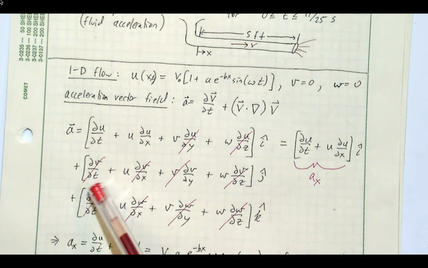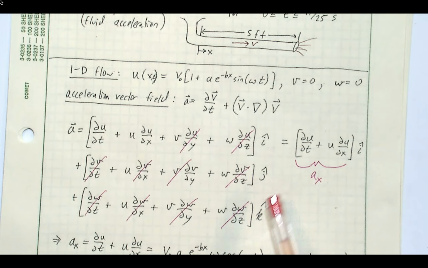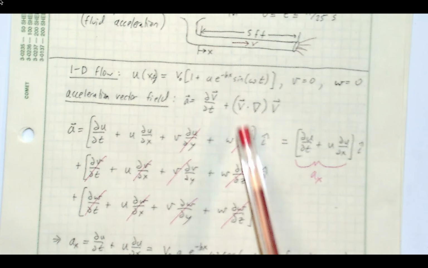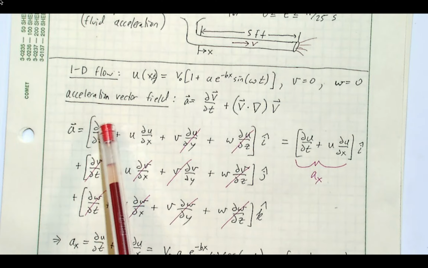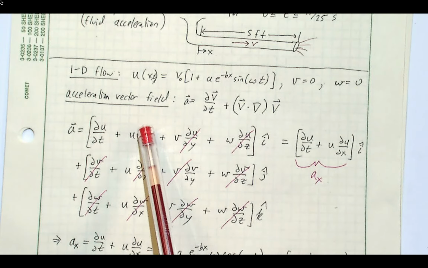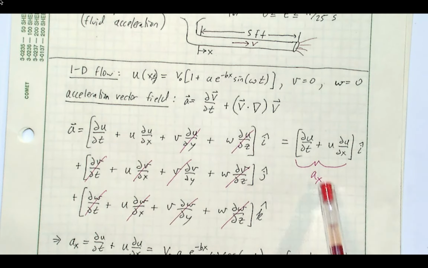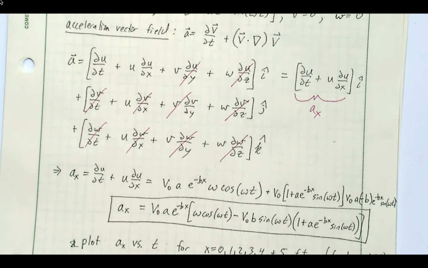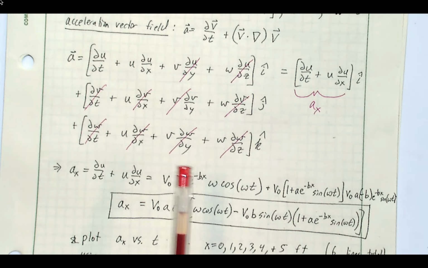We know that v and w are 0, so all the v's and w's go to 0, and nothing changes in y or z. So du/dy, du/dz drops out to 0. All we're left with is that du/dt is non-zero, and u times du/dx is non-zero. This is just our total acceleration vector field, but we'll just represent this as a sub x, meaning the x component of acceleration. So our x component of acceleration is just, now we just have to run through the calculus here, du/dt plus u du/dx. Our time derivative, that sine will just go to cosine, and all these stay out front. This part here from v naught to the end of this bracket is just u. We're just rewriting what u is.